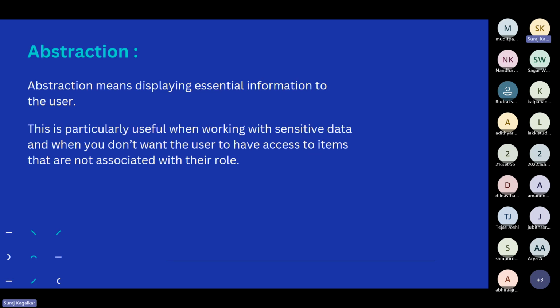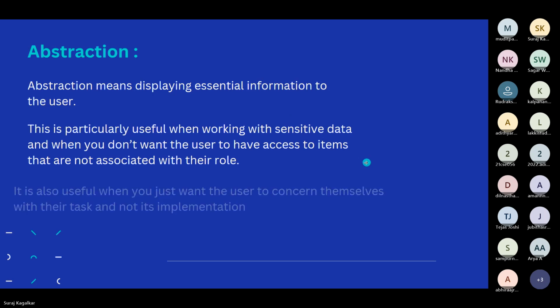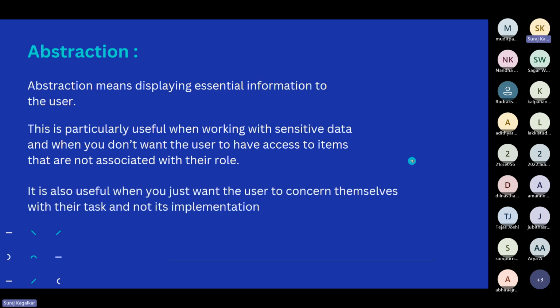It's something like in Discord, if you have used, you want some permissions for certain exclusive people and some other permissions, you don't want them to be accessible. You don't want them to have those roles, or be able to use those functions. That is where abstraction comes into play. As I said, it is also useful when you just want the user to concern themselves with the task and not the implementation of how it is done. You just use it and just forget about it, not care about how it is implemented. Right.